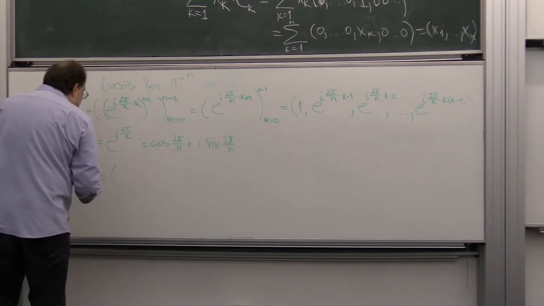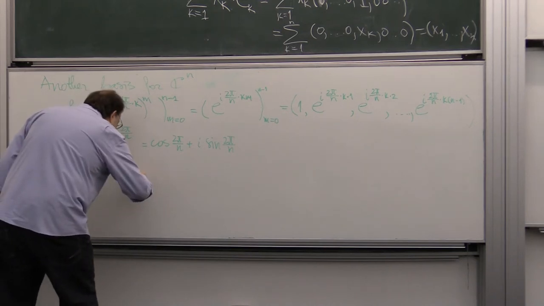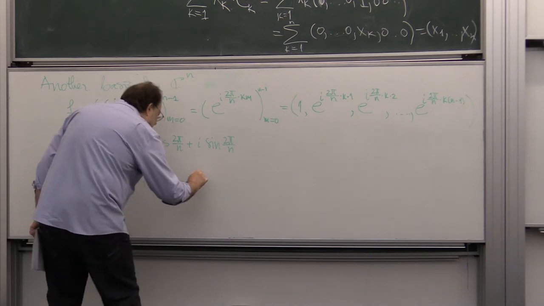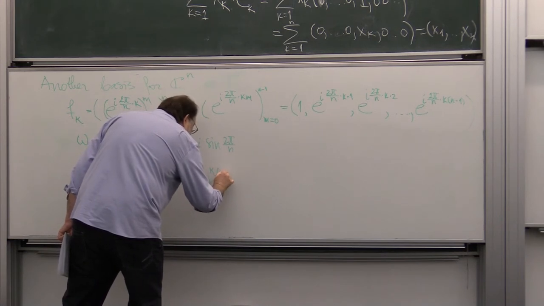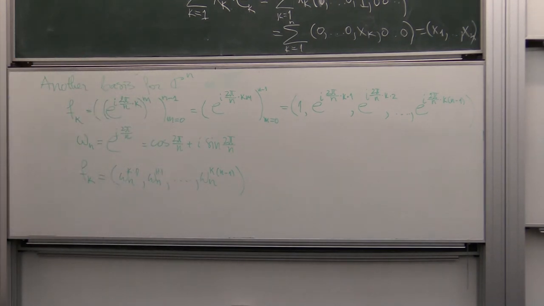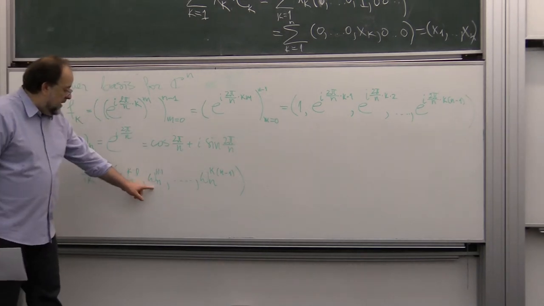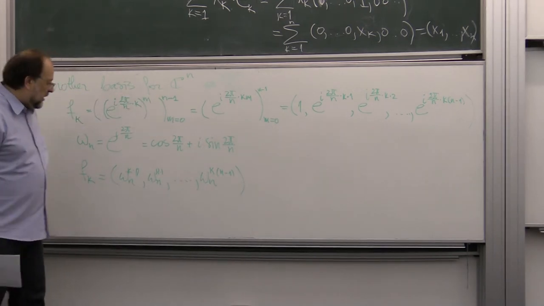f k is simply the sequence of omega n to the power k times 0, sorry, then omega n to the power k times 1, all the way to omega n to the power k times n minus 1. Okay, so clearly, because this is complex, this will be a complex vector that belongs to C to the n.